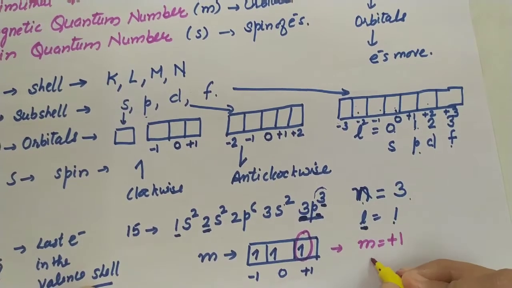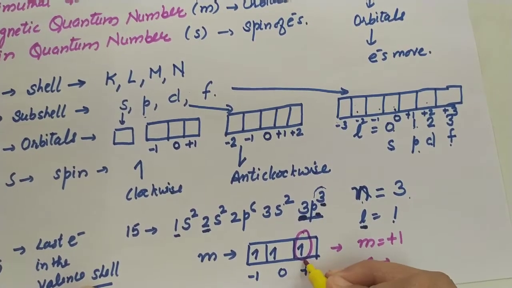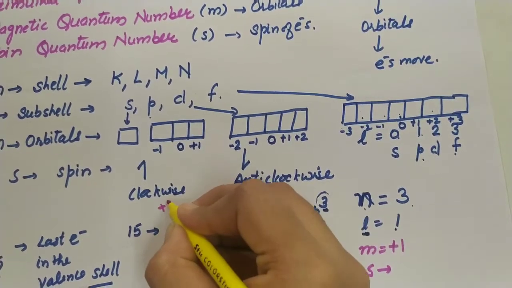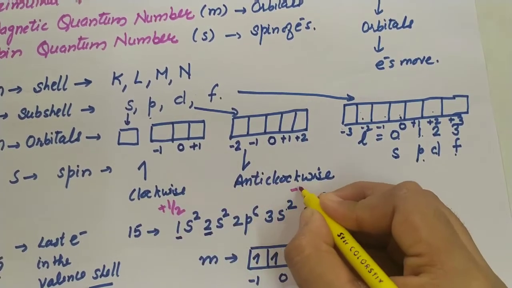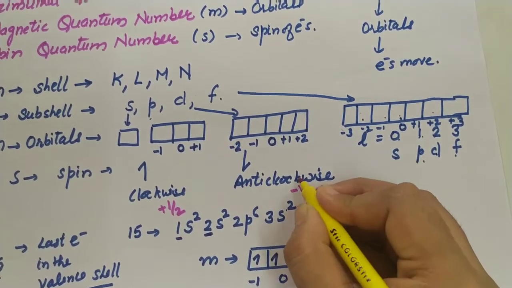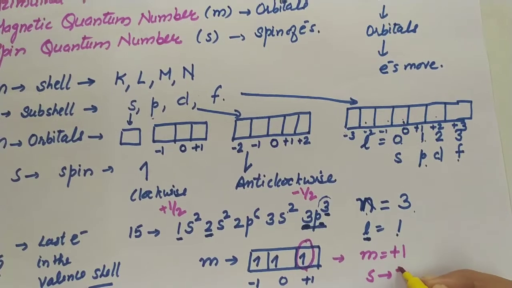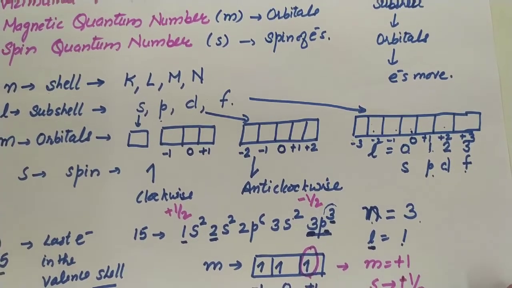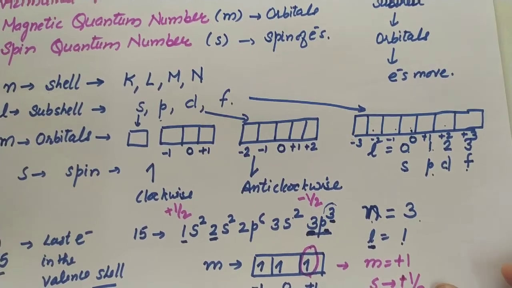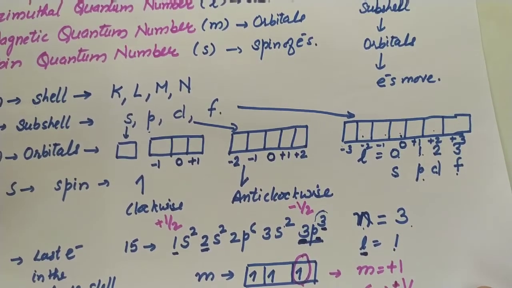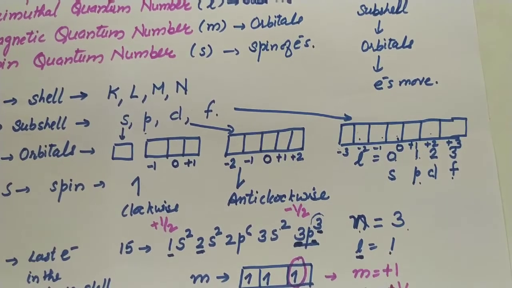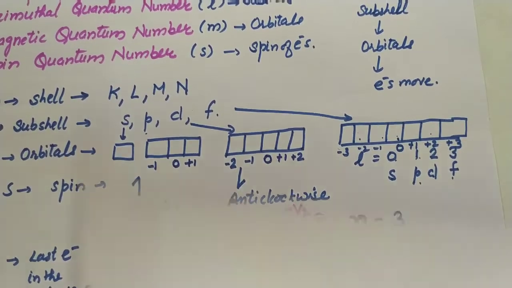And for the value of s, this is the last electron and as it is moving in clockwise direction, its value is plus half, and minus half for anti-clockwise direction. So its value is plus half. Okay. So these are the 4 quantum numbers as I have explained using the trick. Okay. I will take one more example.